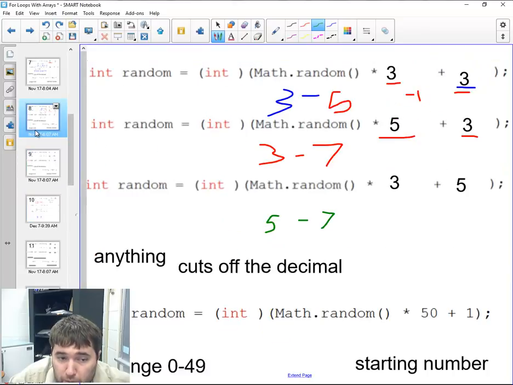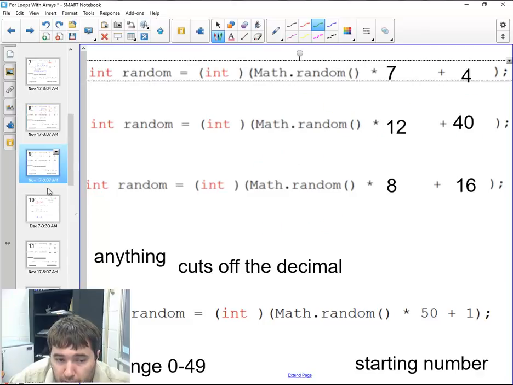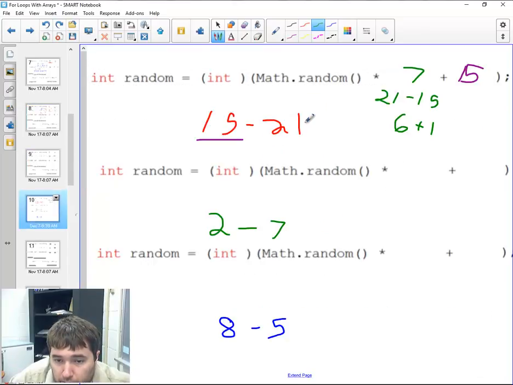Realize we're subtracting 1 here because we're going from this number to this number, but over here we're adding 1 to the 21 minus 15 plus 1 to get 7 because we're going in the reverse order. So again, starting number is 2. 7 minus 2 equals 5 plus 1 is 6.